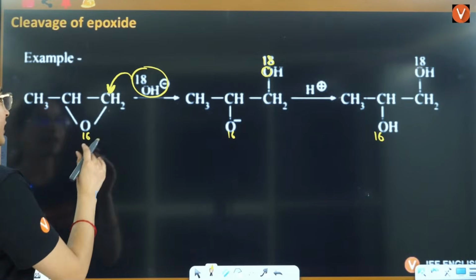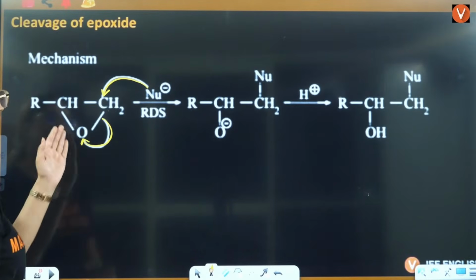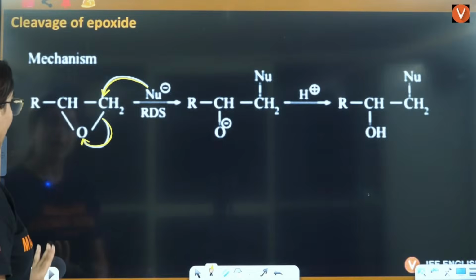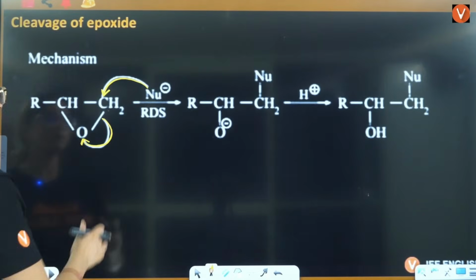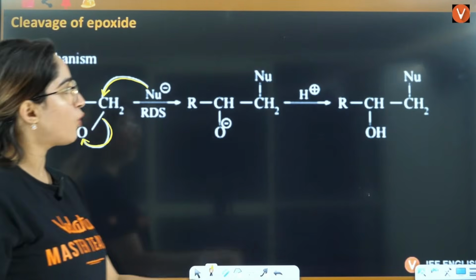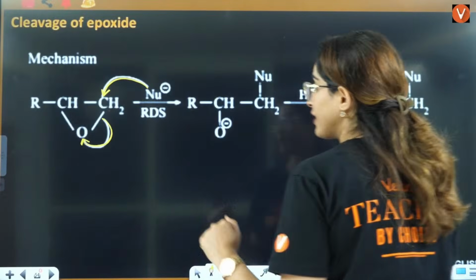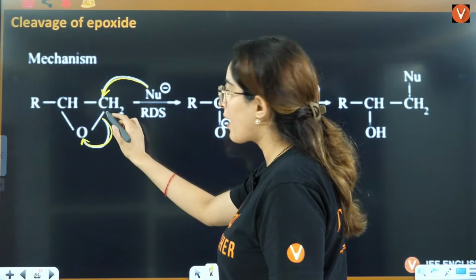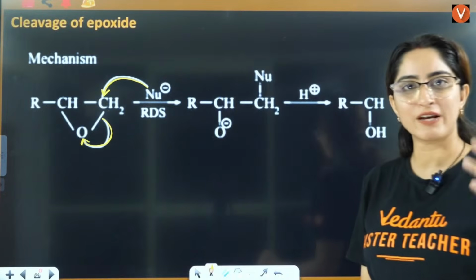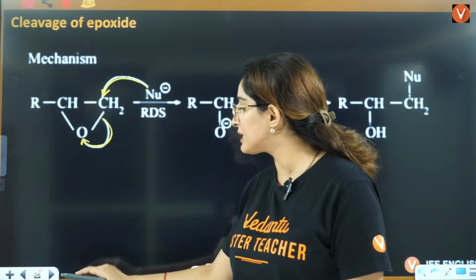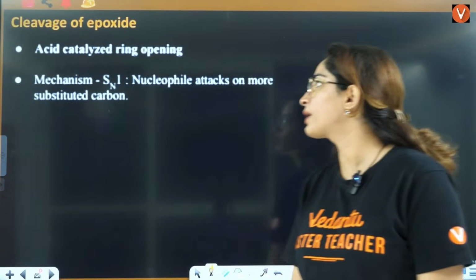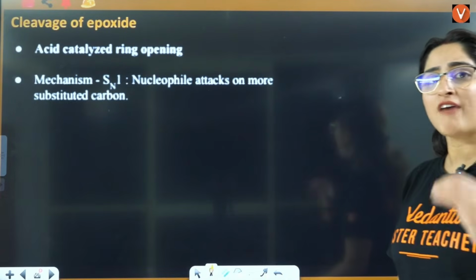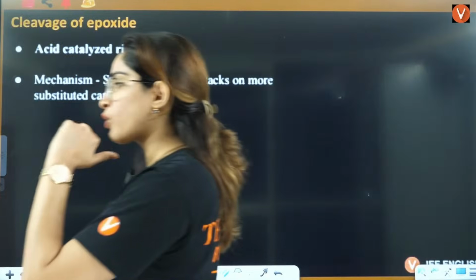Students, usually if I don't write here whether this or this, students can get confused that ma'am, whether you have added OH here or here. OH nucleophile or whatever you have, that is always added on the less hindered side. Okay. In case of acid catalyzed, things are totally opposite.